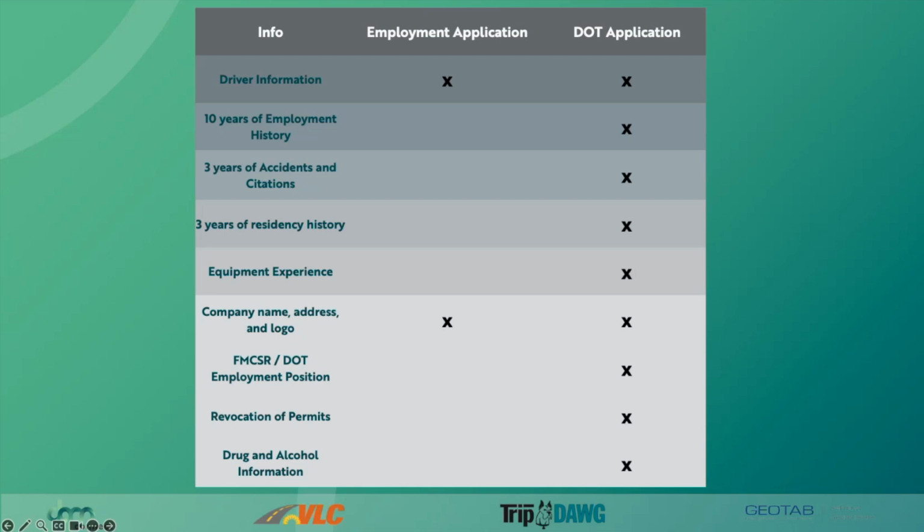So if we compare a typical, just regular employment application and a DOT application, we can see there are definitely some things missing from an employment application that a company utilizes for the rest of their employees, right? Not everything on this list is necessarily going to be missing from an employment application, but what we've seen in the industry, this is typically the most common things that we see missing.